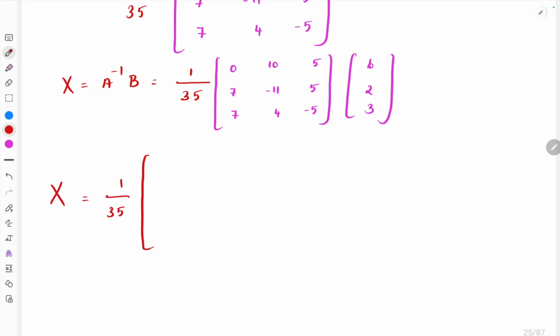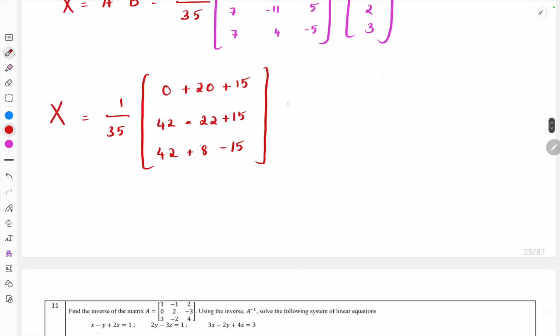So matrix X is equal to 1 by 35 into 0 into 6 0, 10 into 2 plus 20, 5 3s are 15. First row, second column we don't have, which means we have to close this. Second row, first column, 6 7s are 42 minus 11 2s are 22 plus 5 3s are 15. Third row, 6 7s are again 42, plus 4 twos are 8, then minus 15.